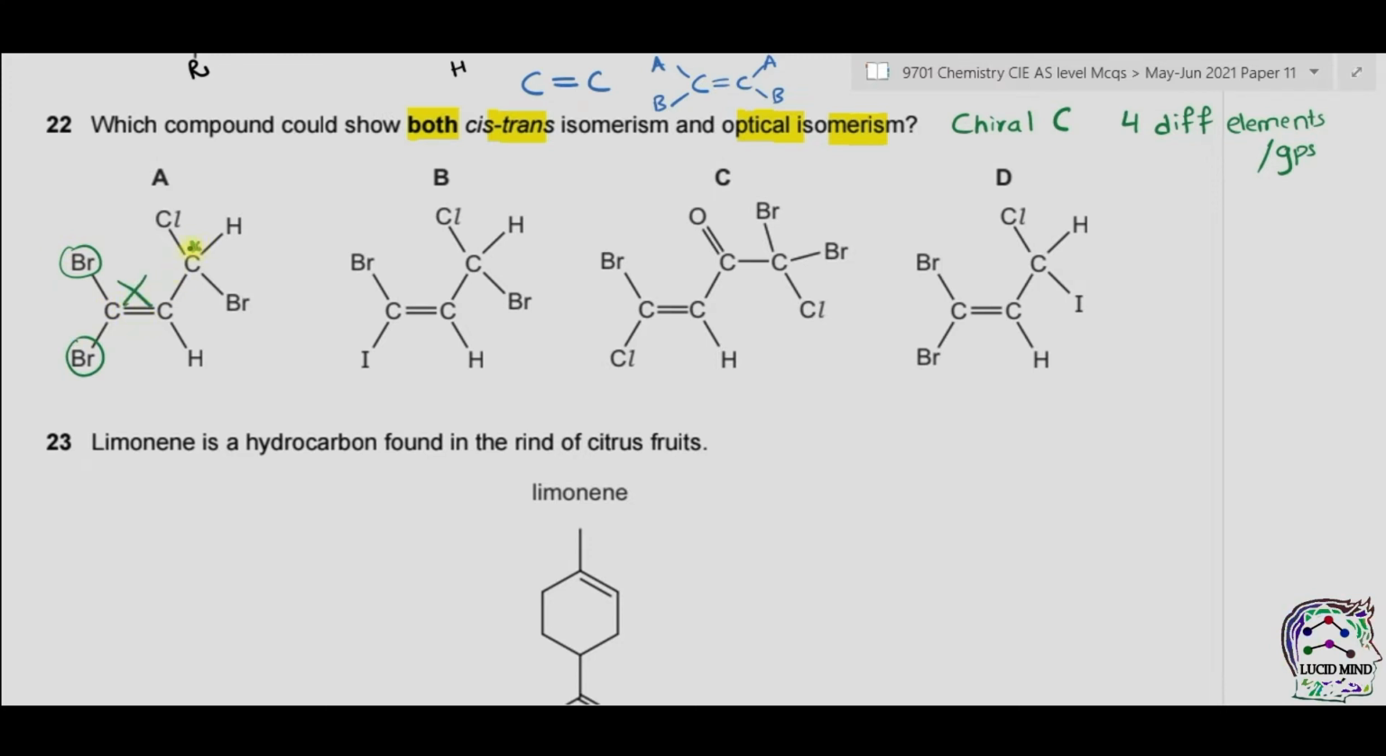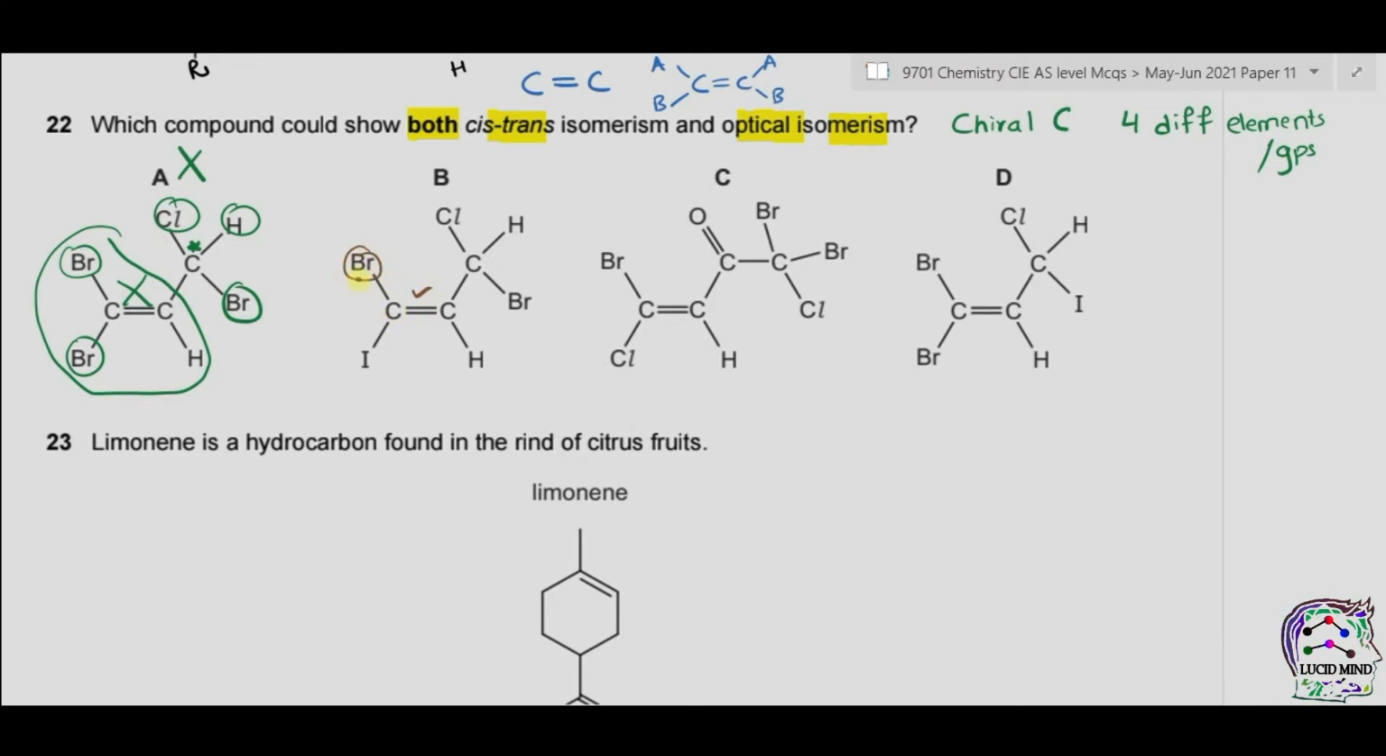And let's look on this one. We have this carbon atom that is attached with 4 different groups. So one is this one, then we have Cl, then we have H and Br. So therefore this will show optical isomerism. Overall A is incorrect. In part B, we have double bond present.